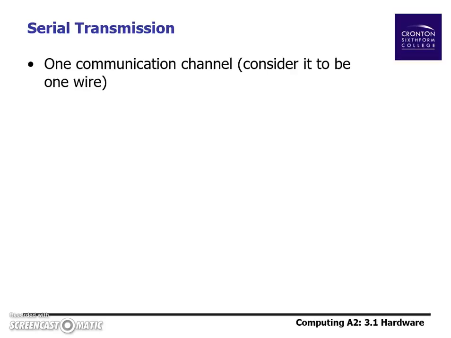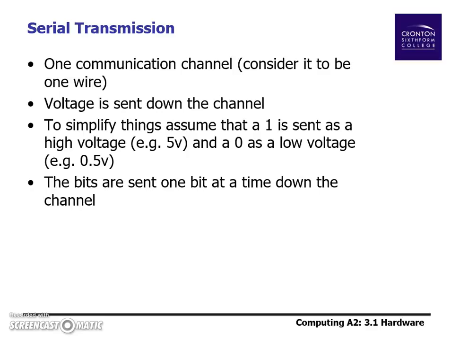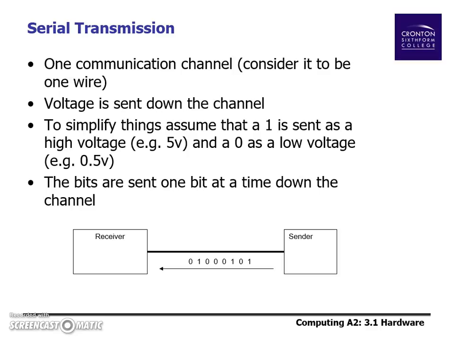Okay, so let's look at serial transmission. It's where there's one wire, one communication channel. So let's consider that to be one wire. Voltage is sent down the channel. To simplify things, let's assume that 1 is sent at a high voltage and 0 is sent at a low voltage. The bits are sent one bit at a time down the channel.